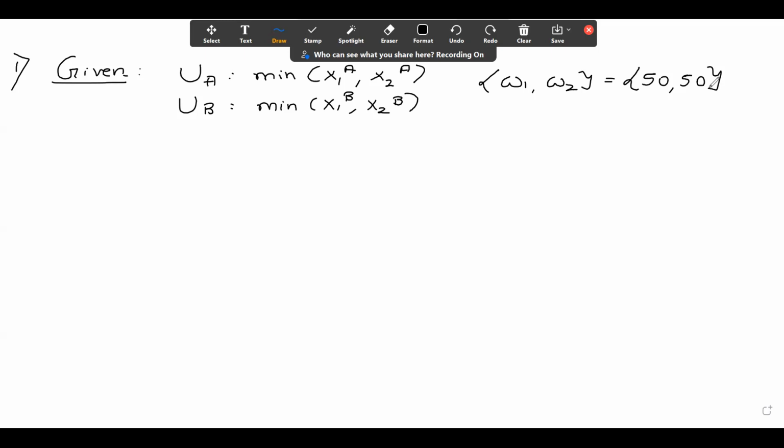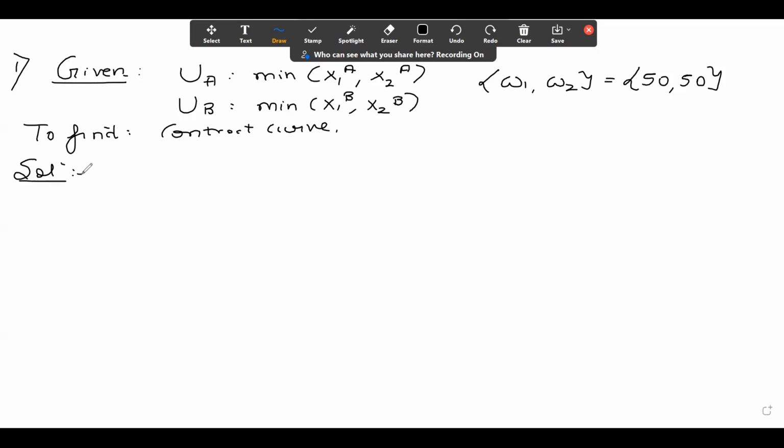So basically our Edgeworth box is going to be a square, because the length and the breadth of the Edgeworth box will exactly be equal to 50 units. We need to find out the contract curve, which is the set of all Pareto efficient allocations. Let's quickly start.